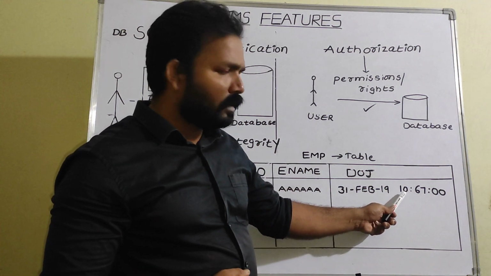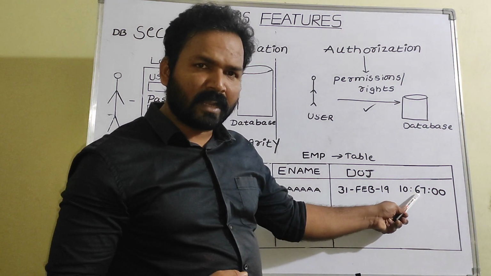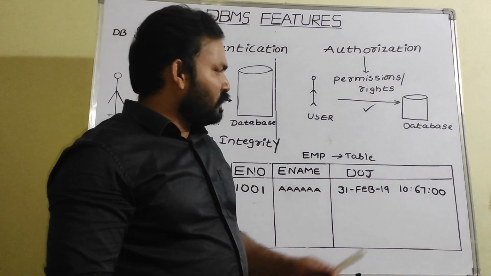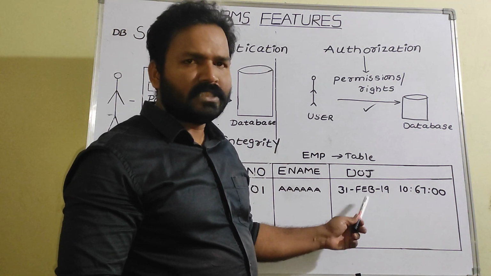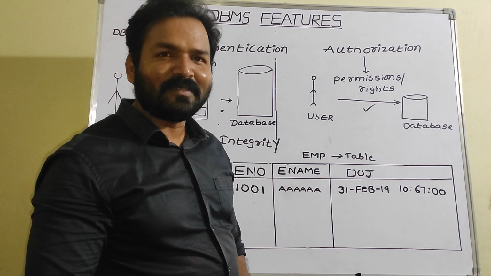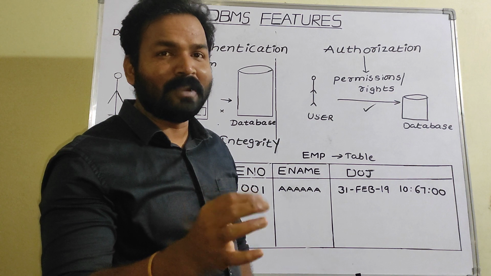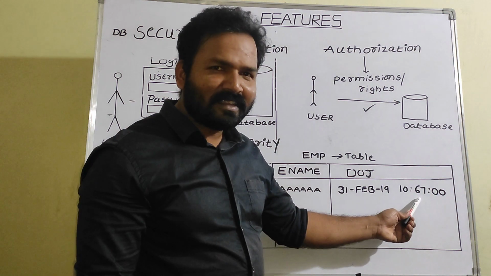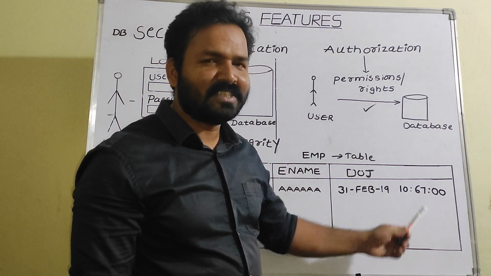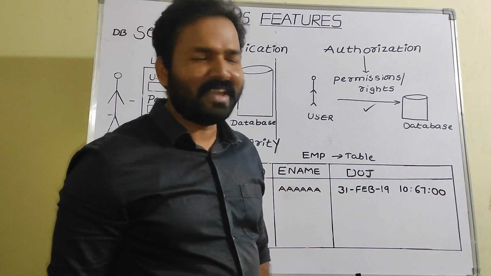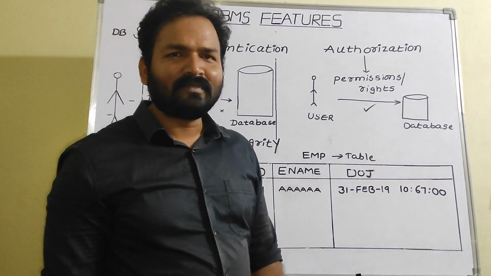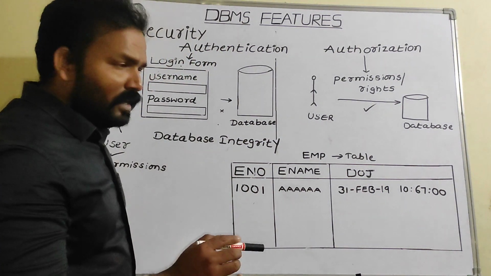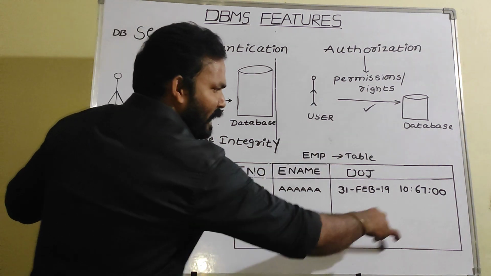Date is followed by time: 10 hours 67 minutes 00 seconds. Is it valid data? No, it is not valid data. It is invalid because of 31st February, and the time of 67 minutes is also invalid. So this table contains invalid data.